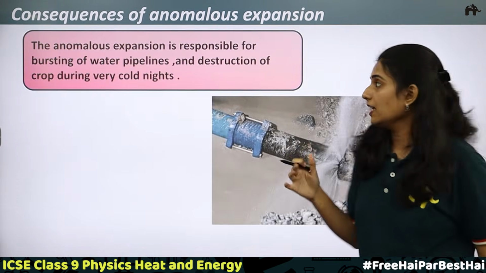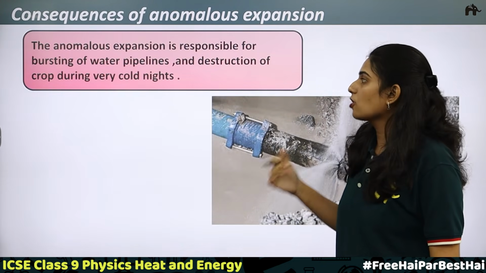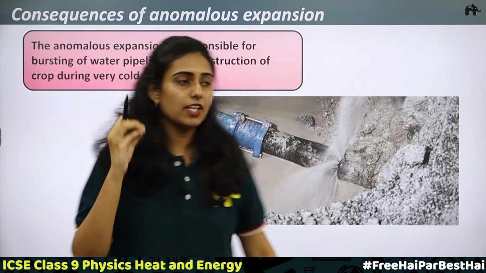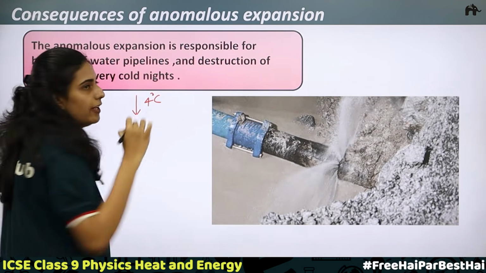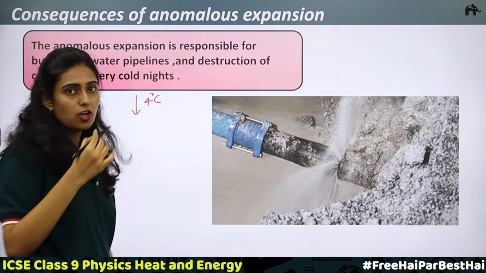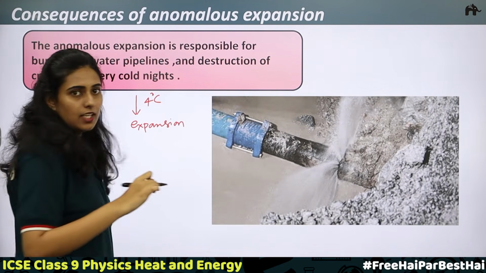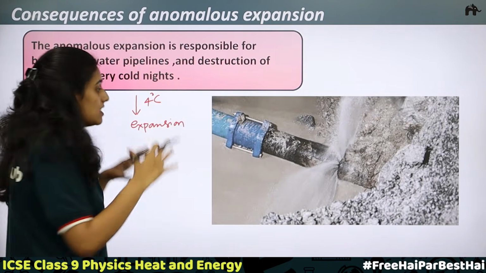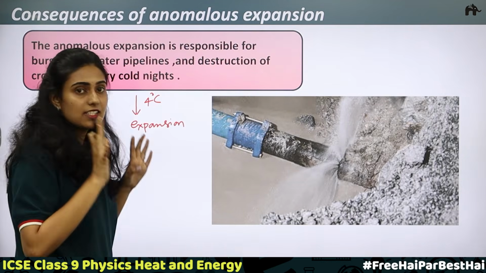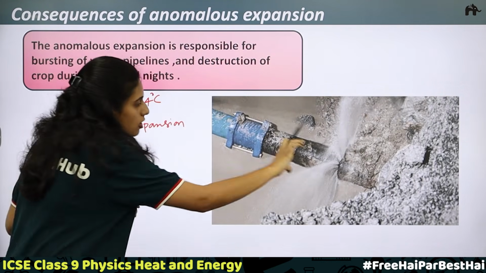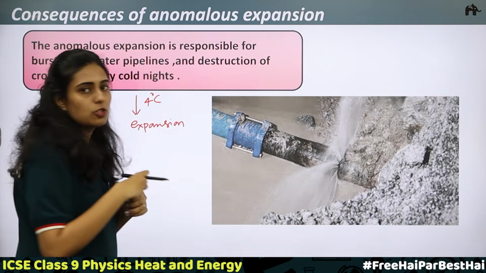Understood this? Second, the anomalous expansion is responsible for bursting of water pipelines and destruction of crops during very cold nights. So during a very cold night, what is happening? The temperature is going below 4 degrees Celsius. Below 4 degrees Celsius, there is anomalous expansion, so the volume is increasing, which means the water inside the pipeline will start exerting more pressure on the walls of the pipes. Due to this pressure, the pipeline will start to burst.